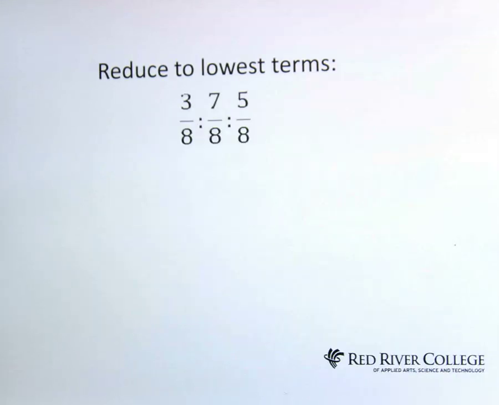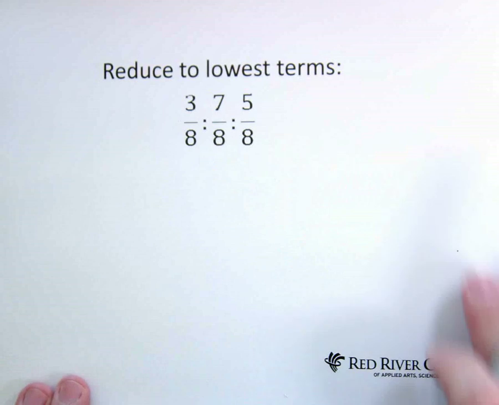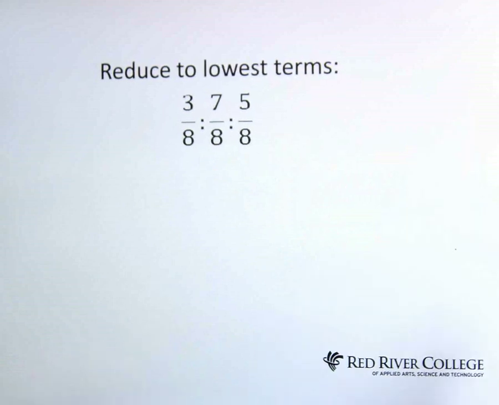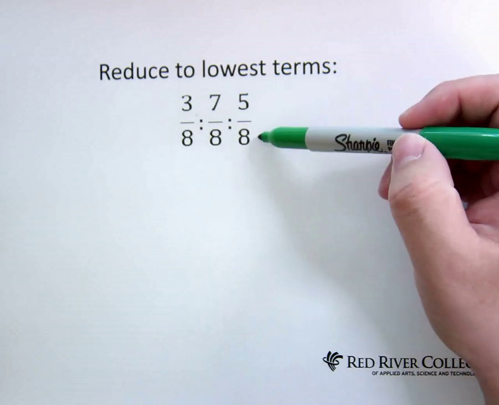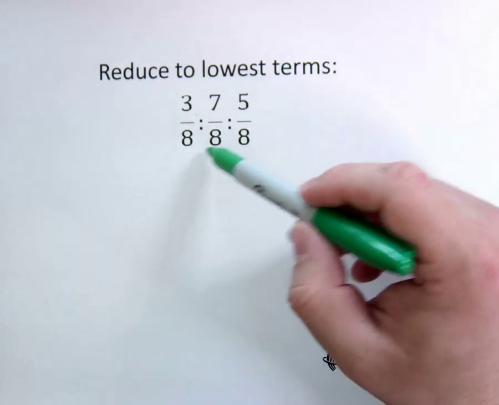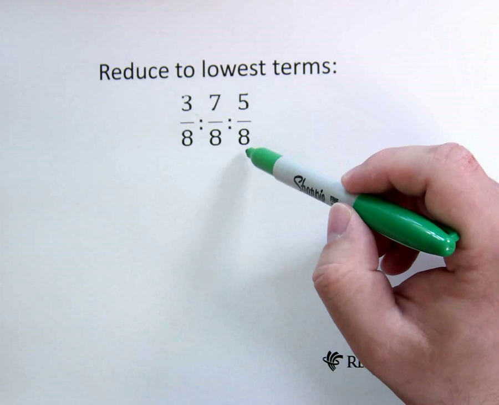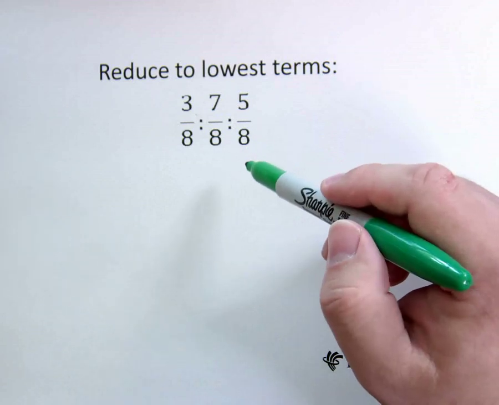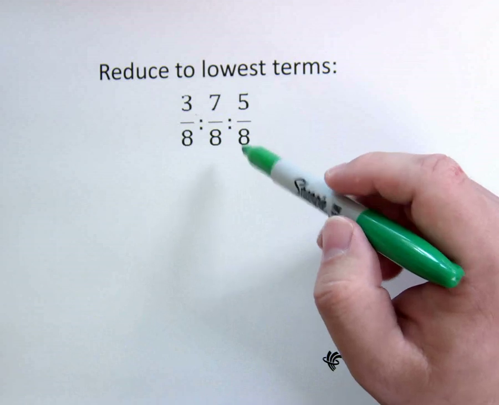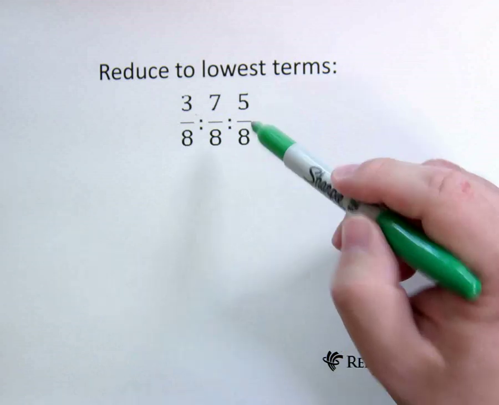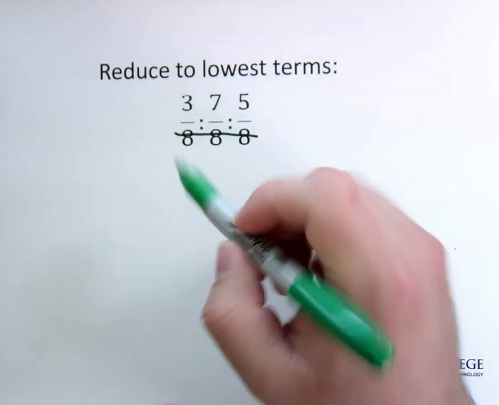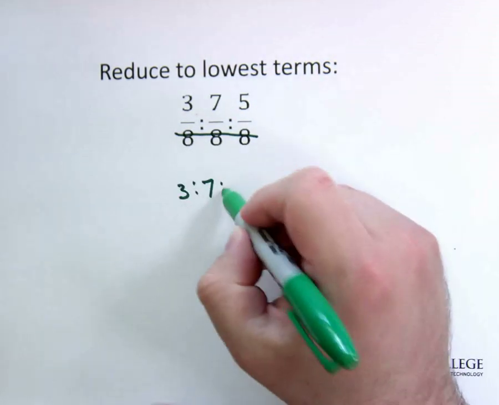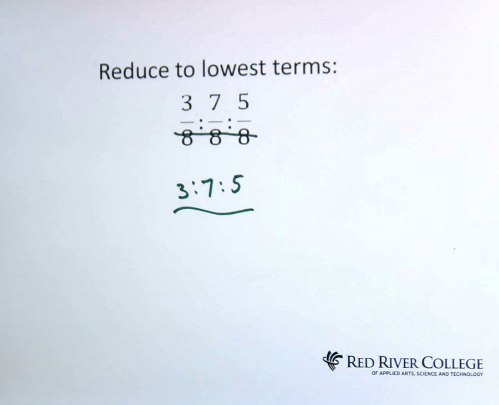Okay. Let's try one with fractions. In this one, we've got 3 over 8 to 7 over 8 to 5 over 8. We are fortunate enough that each bottom of the fraction is already 8. That's the first step when dealing with fractions, is to make the bottoms all the same. If the bottoms are all the same, what we can do is just strike out the 8s and go with 3 to 7 to 5, and that's our answer.